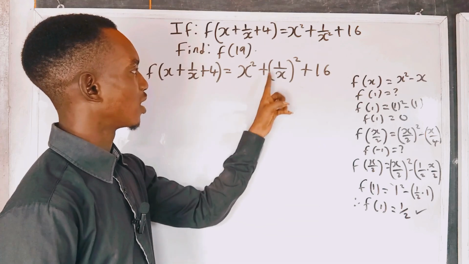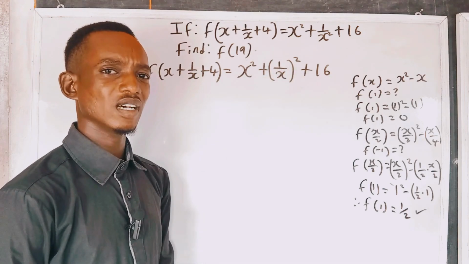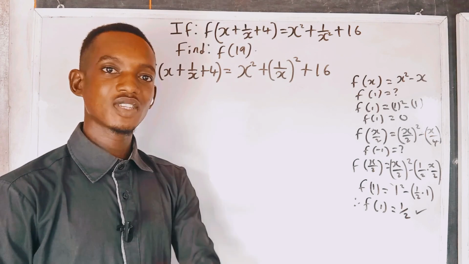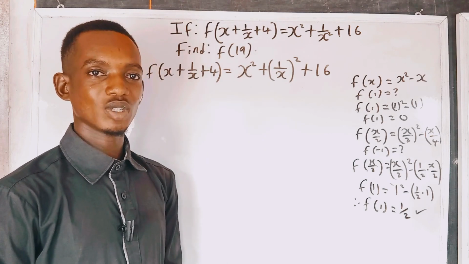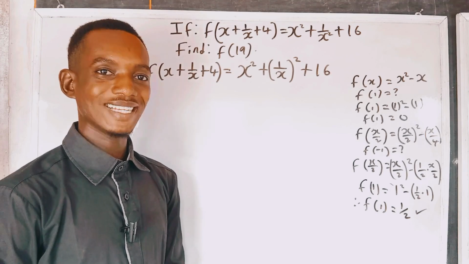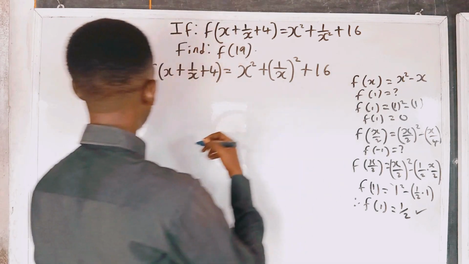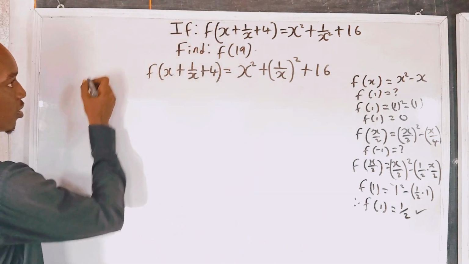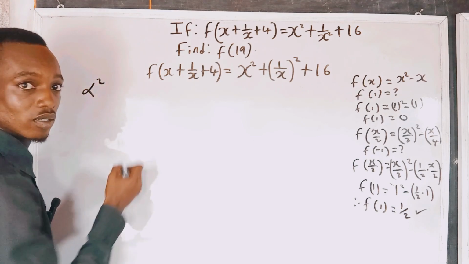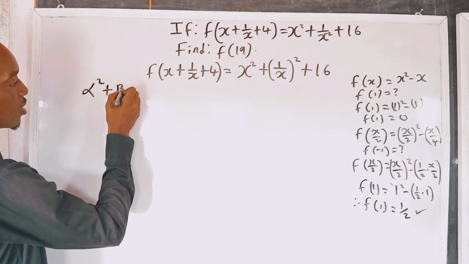Now, when we look at this expression on the board, x squared plus 1 over x squared is looking very familiar. Where have we seen it from? Yes, we have seen it from the alpha beta expansion. That's from an algebraic identity. What's that alpha beta expansion? Don't forget that when you have something like alpha squared plus beta squared.